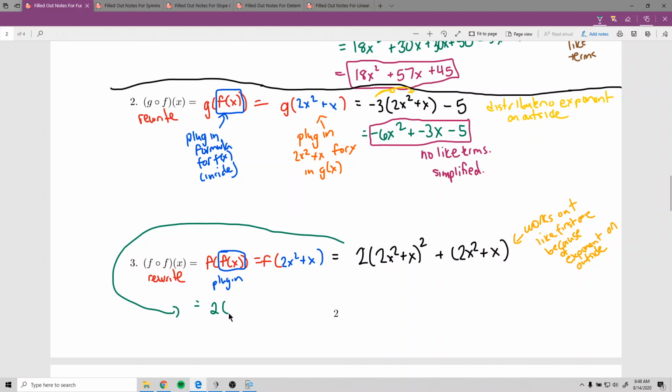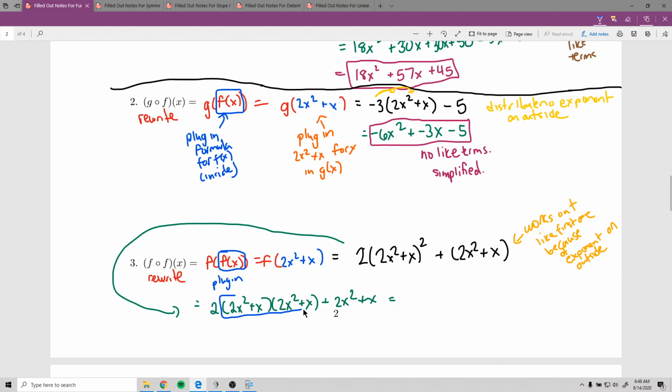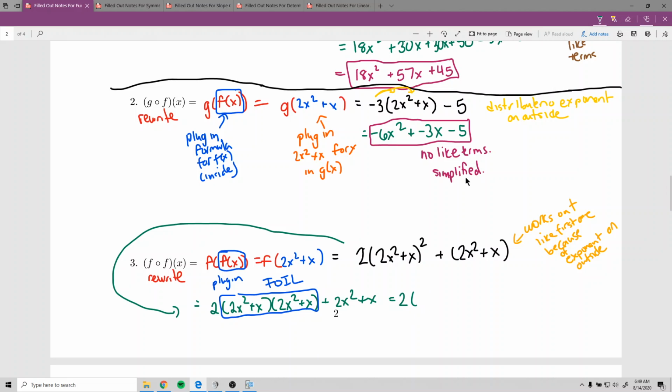So we got 2, and then 2x squared plus x times 2x squared plus x. Just like the first one, we don't have anything to actually distribute. We're really distributing a 1, so you can get rid of the parentheses at the end. Now we FOIL the thing and leave the 2 out front.